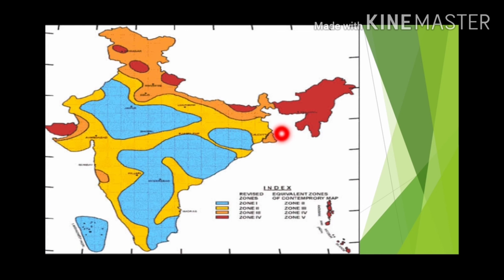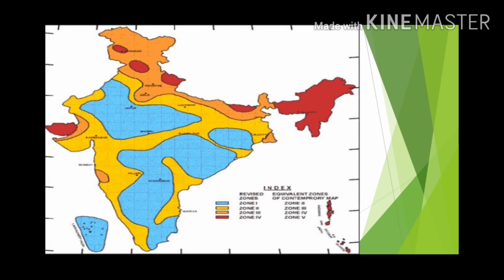Deccan Plateau is comparatively a stable landmass, so earthquakes of low intensity occur in this region, but some severe earthquakes were experienced in Koyna. So in Maharashtra, in the Satara district, in the Koyna river area, there was a severe earthquake caused due to hydrostatic pressure. We have discussed about this earlier. Then there were other earthquakes also, and a very recent example is the Bhuj earthquake.